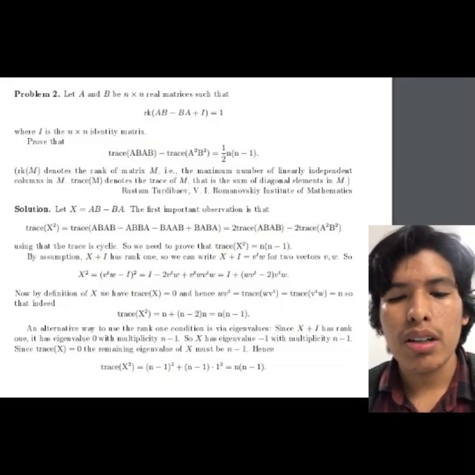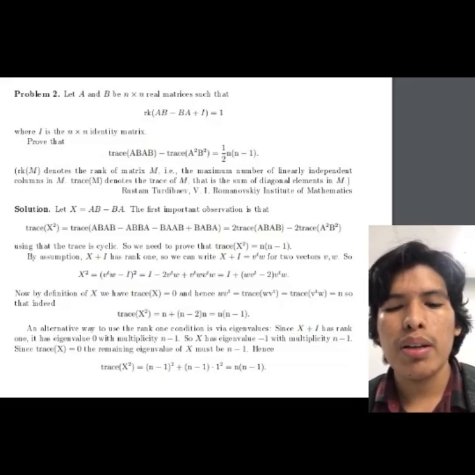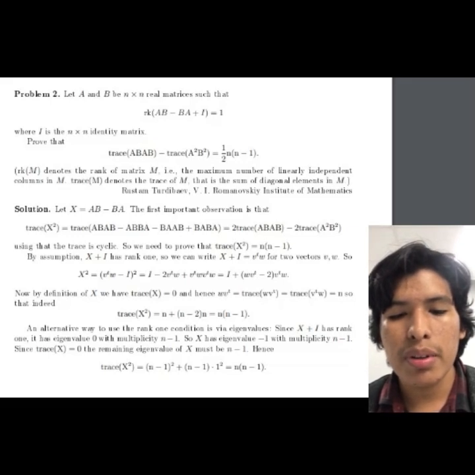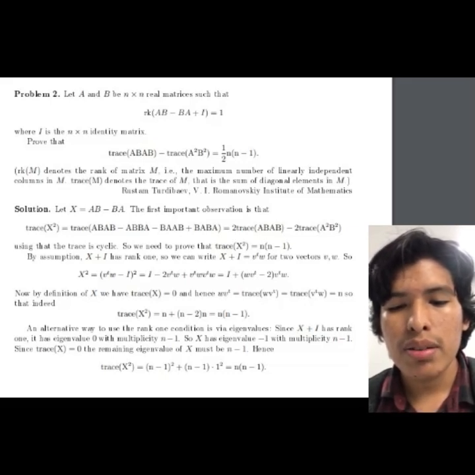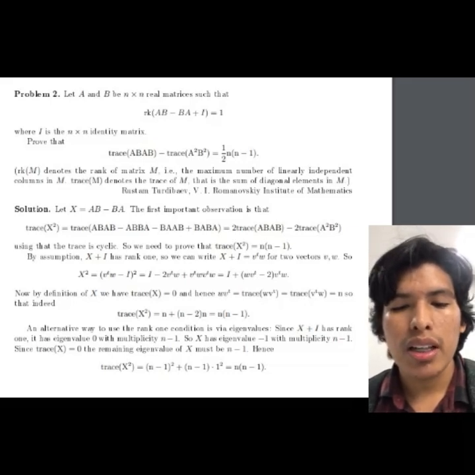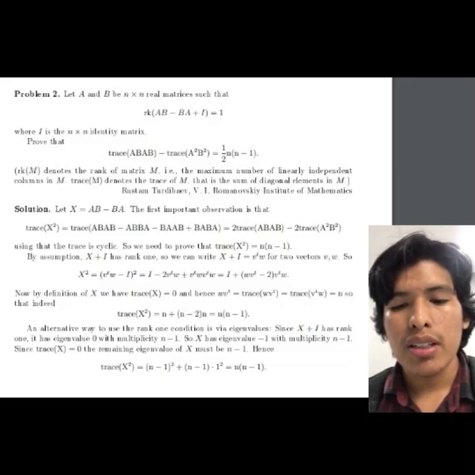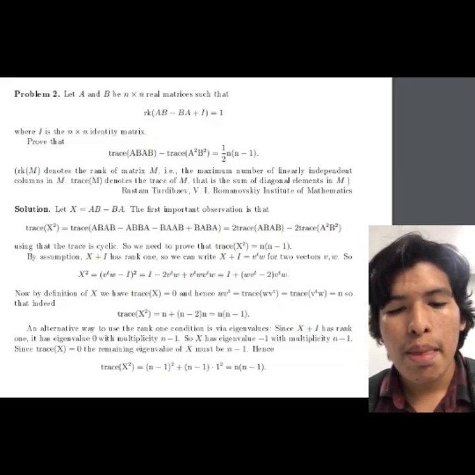The first important observation is trace(X^2) = trace(AB - ABBA - BAAB + BABA) = trace(ABAB) - 2 trace(A^2B^2), using that trace is cyclic. So we need to prove that trace(X^2) = n(n-1).